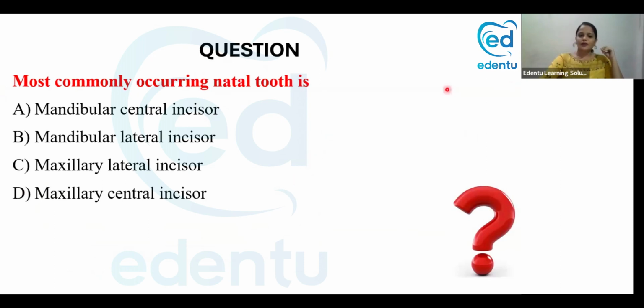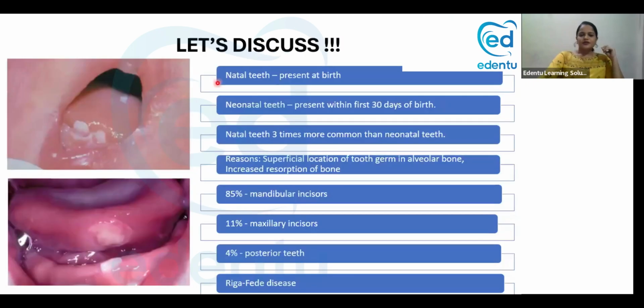Actually, the most commonly occurring natal tooth is the mandibular central incisor. Natal teeth are teeth present at birth. When the child is born, you can see the small teeth inside the oral cavity. Such teeth are called natal teeth. There are also neonatal teeth, which are teeth that appear within the first 30 days of birth. Natal teeth are 3 times more common than neonatal teeth.